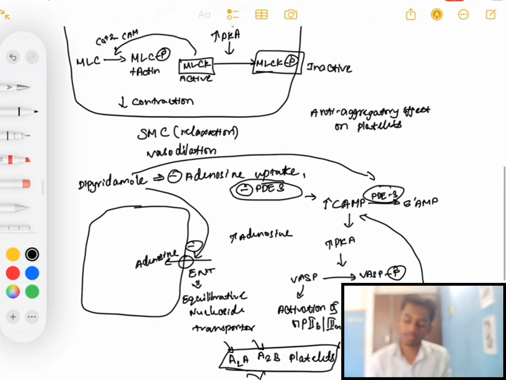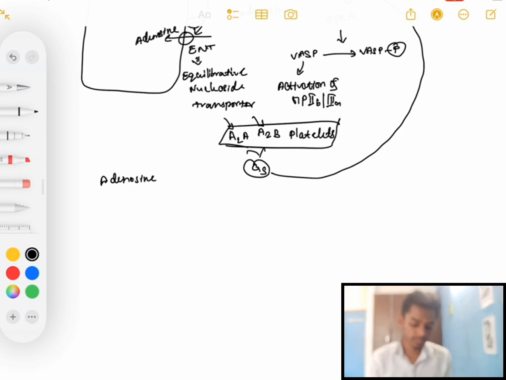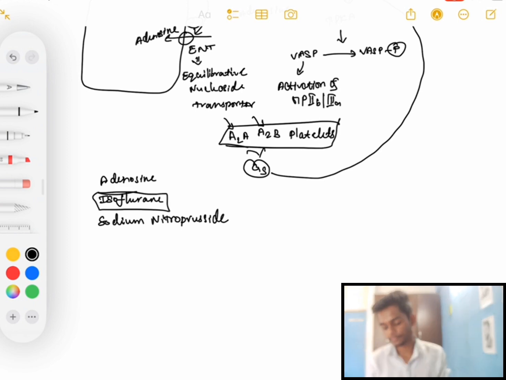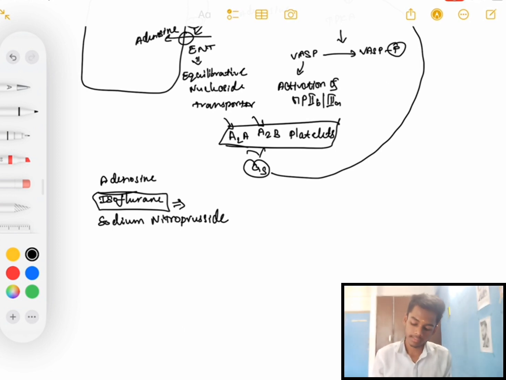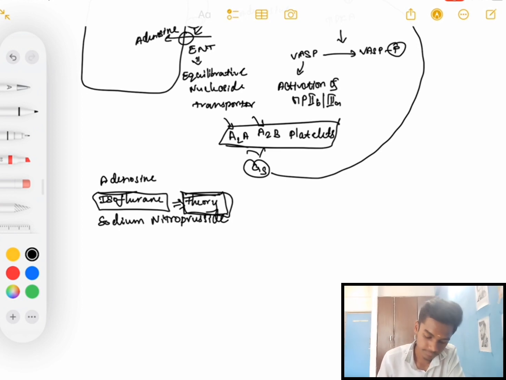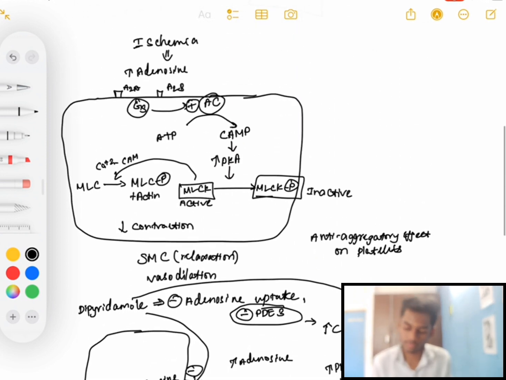So what are the other drugs which can cause this coronary steal phenomenon? See, we saw dipyridamole causes it, and adenosine also causes it. And there is isoflurane, which is a general anesthetic, and then sodium nitroprusside. See, this isoflurane causes coronary steal phenomenon, but it is on theoretical grounds. It is just theoretically said, but not seen clinically. Okay, this is how adenosine causes anti-aggregatory effect, and this is how dipyridamole causes coronary steal phenomenon.